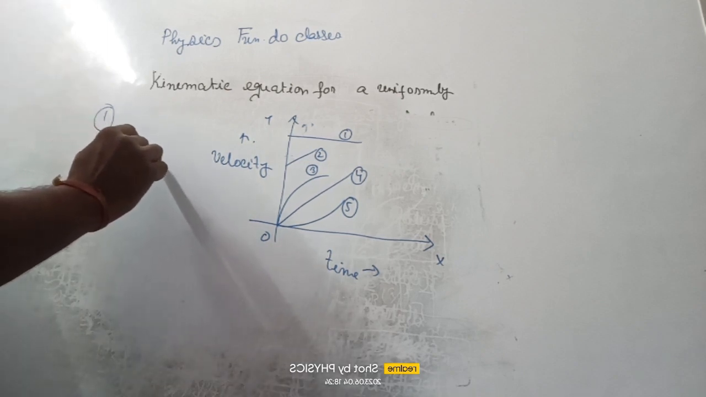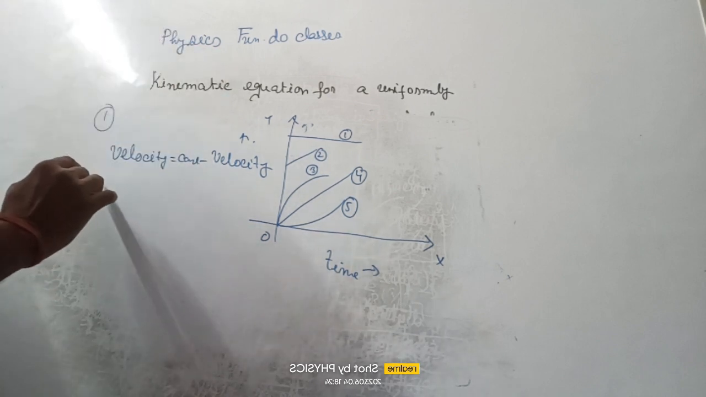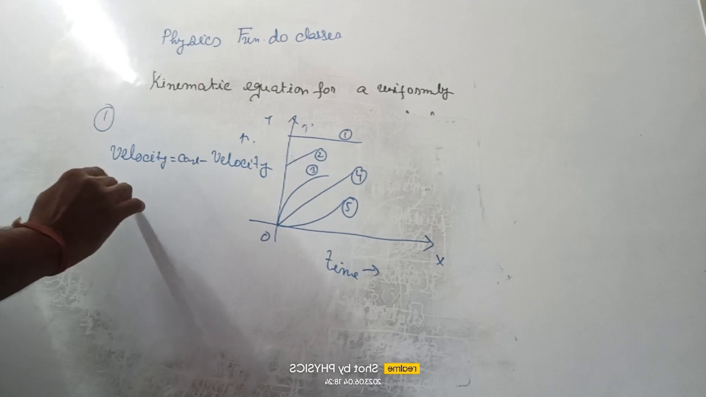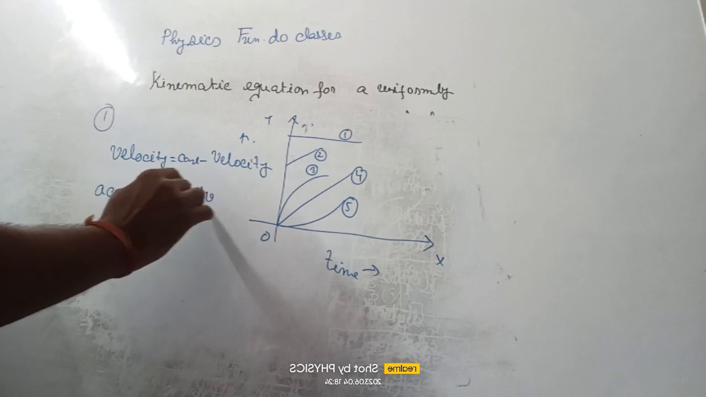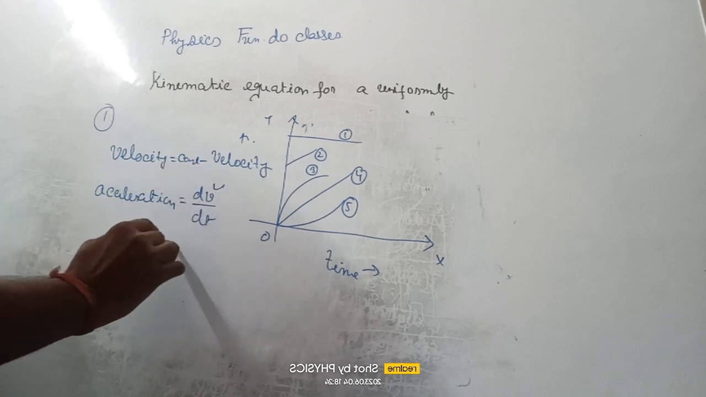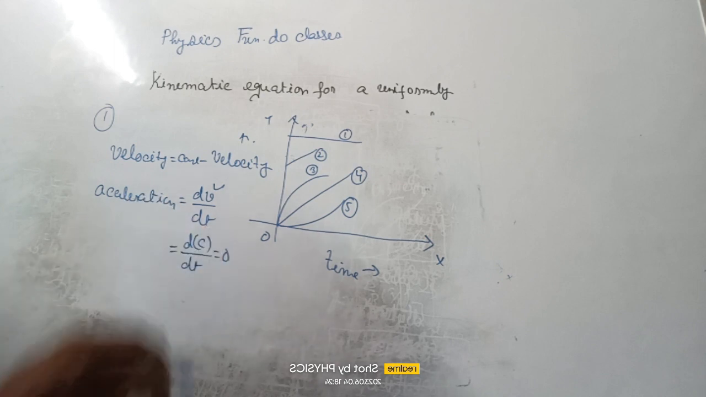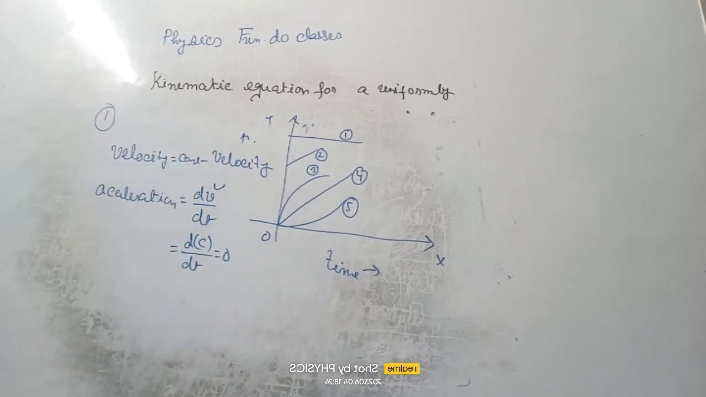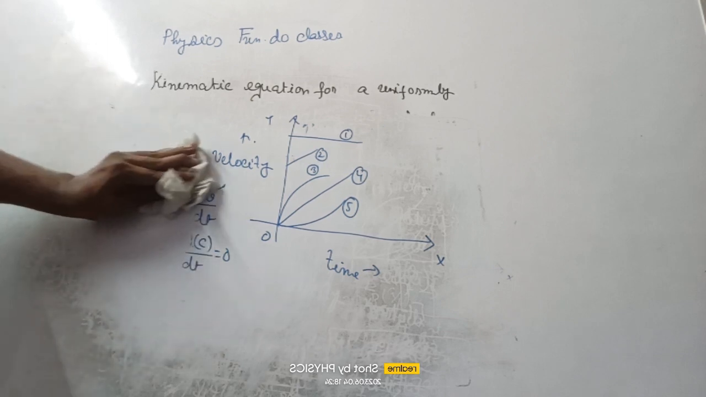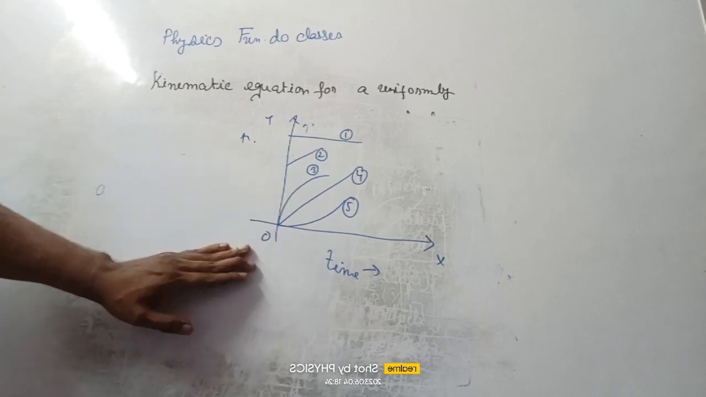Velocity is constant. Now, what will be the acceleration of that particle? Acceleration is equal to dv by dt. As the velocity is constant, d of constant by dt is equal to 0. So there is no acceleration of that particle. Now let's move to the fourth graph before we move to the second graph.